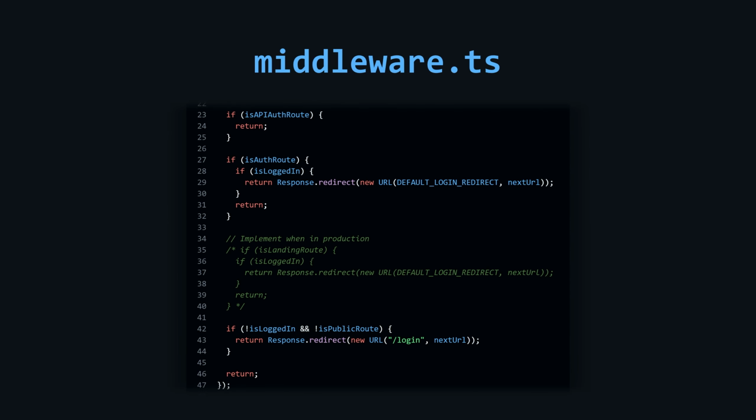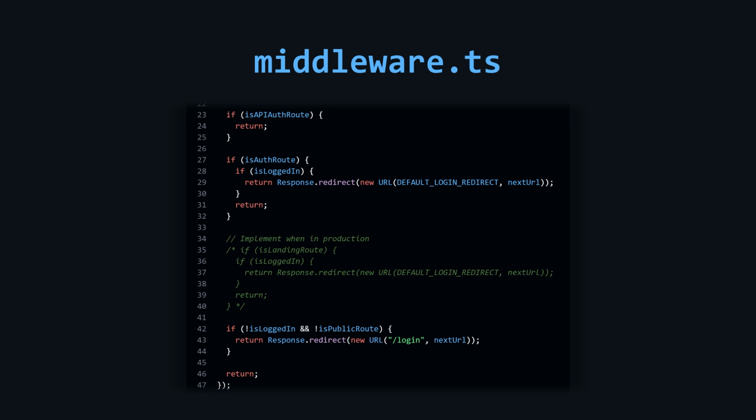So going back again into middleware, this is the section of code that is checking and making sure all those routes are good or not. So if it is an API auth route, we just return it, or if it is an auth route, and then if it is a login route, we then redirect to the login page. If not, it just returns, goes perfectly fine, we're good.